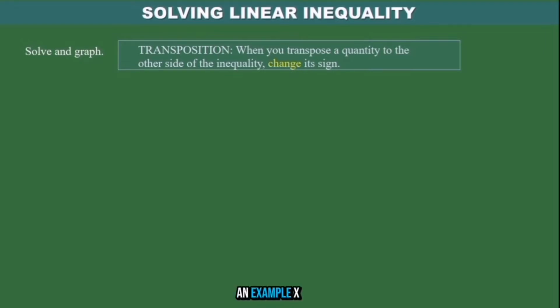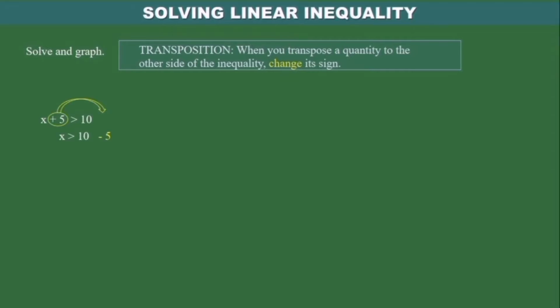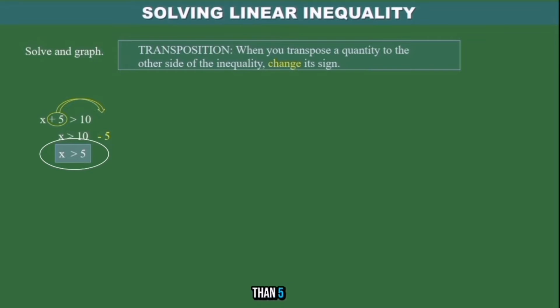So let's have an example. x plus 5 greater than 10. So this plus 5 should be with 10, so we transpose it. x greater than 10 minus 5. And also, do not forget to change the sign. So we made it minus 5 because it was plus 5. And the answer is x greater than 5, because 10 minus 5 equals 5.